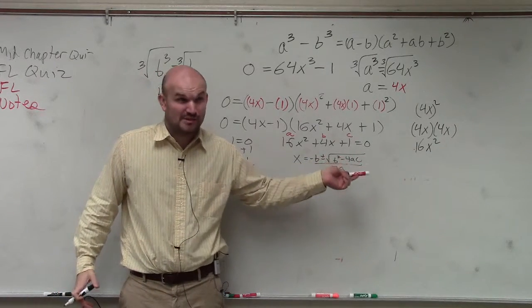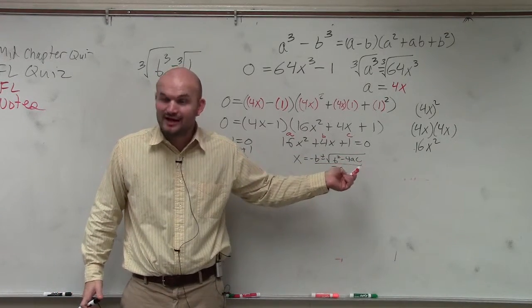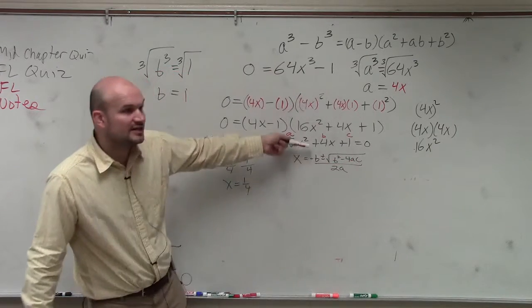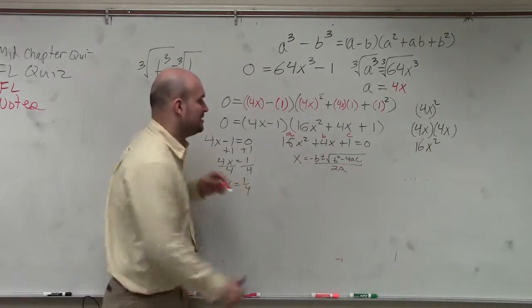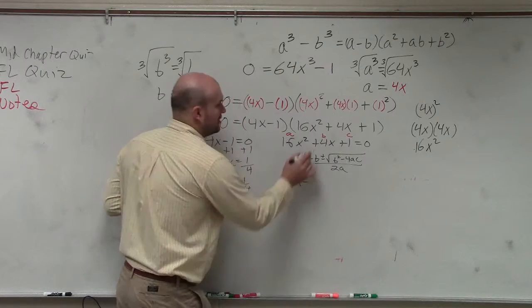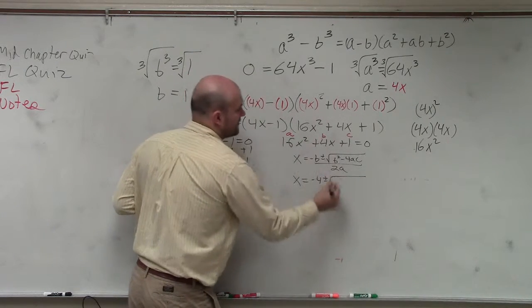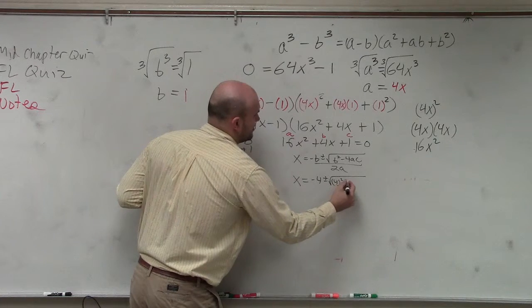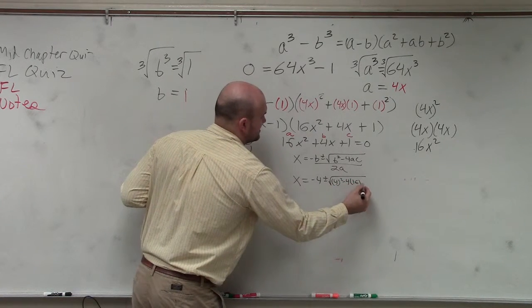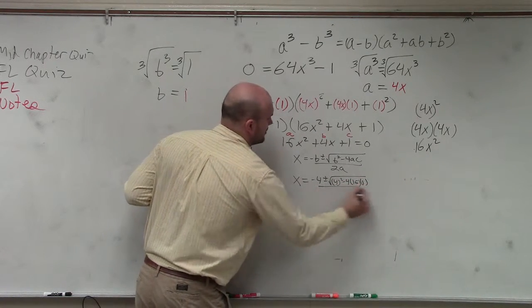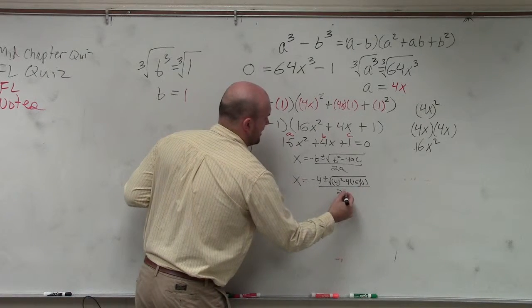Now, so you have an extra step. You guys see how these are a little bit more intensive than what I just asked you for your homework? But hopefully you guys already did half the work. So now you plug in the information and we go ahead and solve. So we have opposite of b plus or minus the square root of 4 squared minus 4 times 16 times 1, all over 2 times a, which is 16.